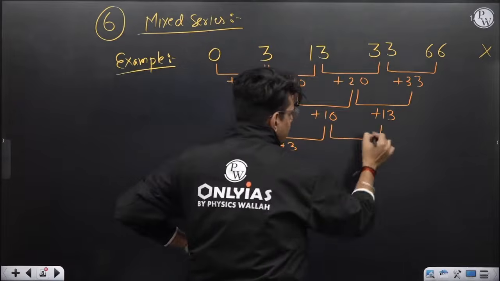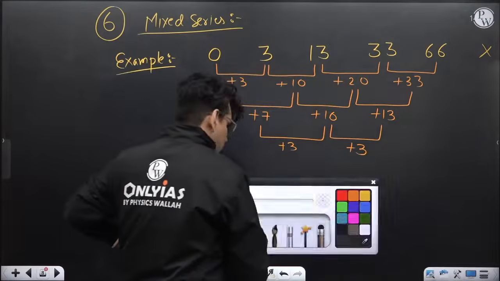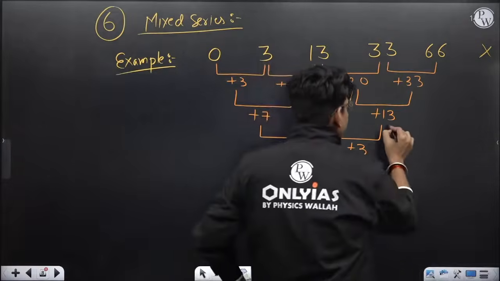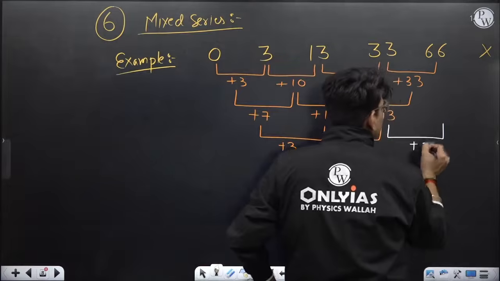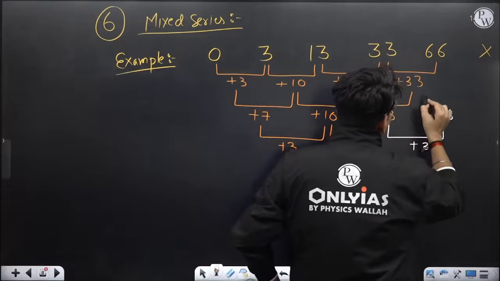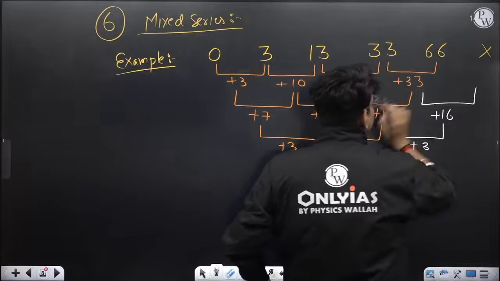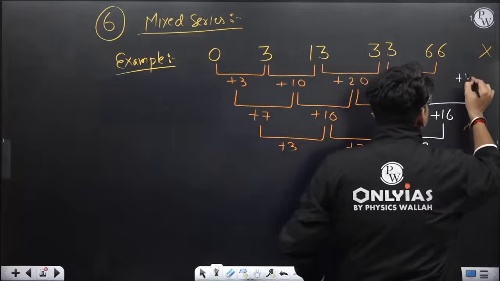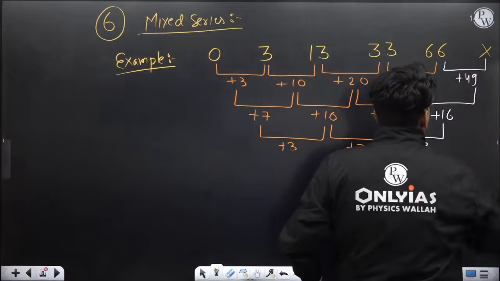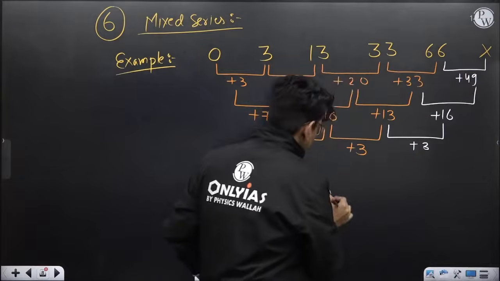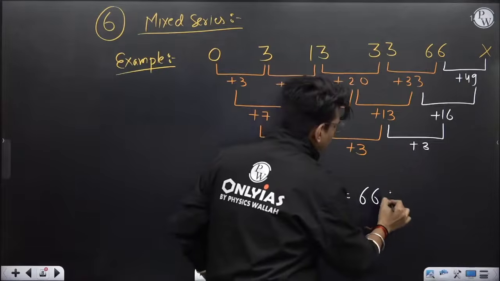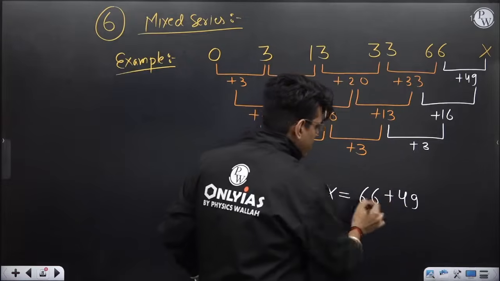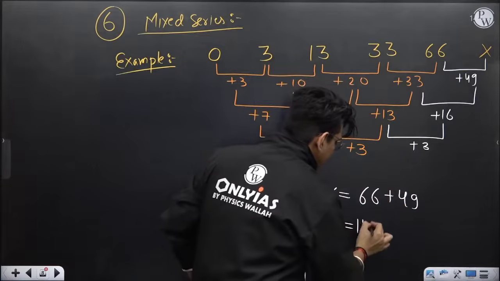This is again plus 3, right? So now I have found a pattern. The next term from this will be plus 3, which is plus 16. So the next term from this will be plus 16 to 33, which is nothing but 49. So the term X is nothing but 66 plus 49. 60 plus 40 is 100, 9 plus 6 is 15, so 115. So X is nothing but 115.